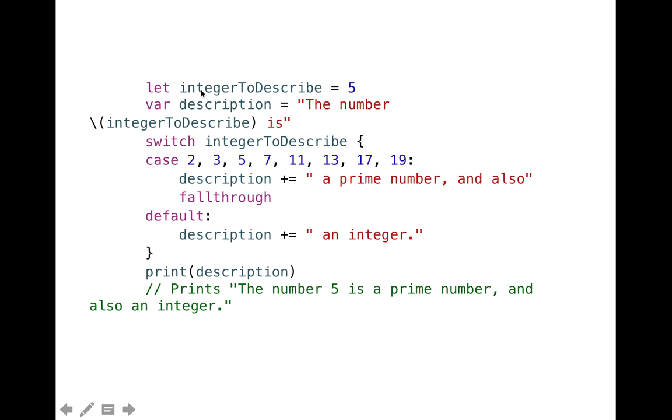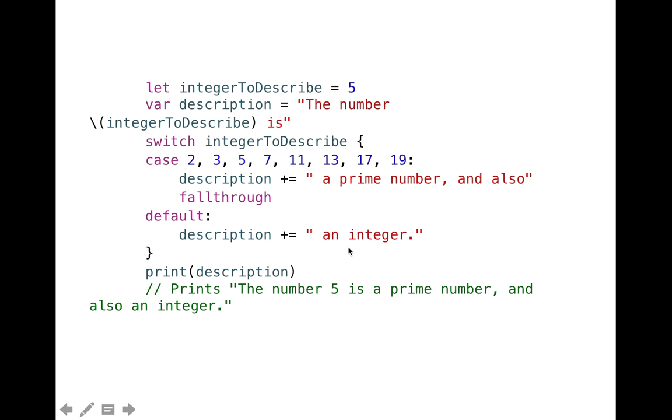For example, the integer to describe is 5. So Swift's switch will match the case 5 here. In this case, it will do this one. After doing this one, it will jump to after the curly brace. Then print out the description, which will be that it's a prime number. It will not add the 'an integer' part there. That means the number 5 is a prime number. Just print out the first sentence.